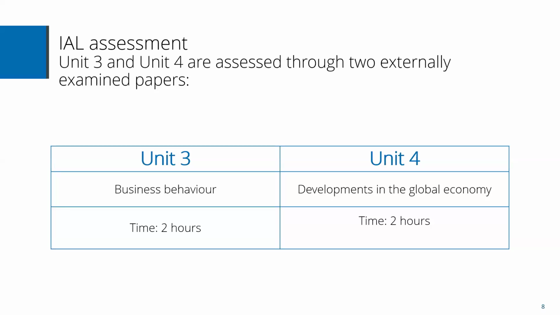So the rest of the A-level assessment: the A-level students will, of course, need to do units 1 and 2 as well, but 3 and 4, which are not taken by AS candidates, the full A-level students will take units 3 and 4 as well. And these are also assessed using externally examined papers, and they are 2 hours each in duration. Unit 3 is business behaviour, Unit 4, developments in the global economy.